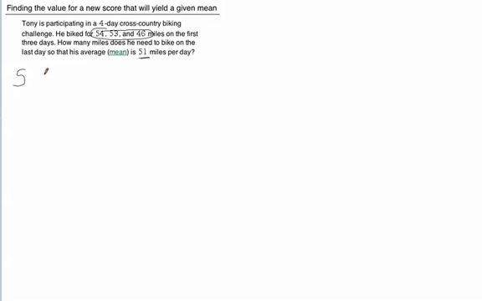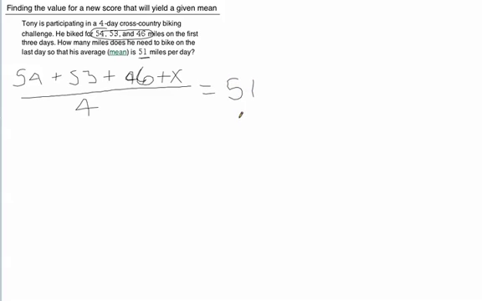So algebraically, we'd write 54 plus 53 plus 46 plus x, all divided by 4, has to equal 51. And as usual, we just solve for x. We combine these and we get 153 plus x all over 4 equals 51.